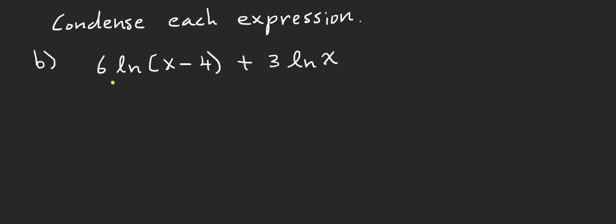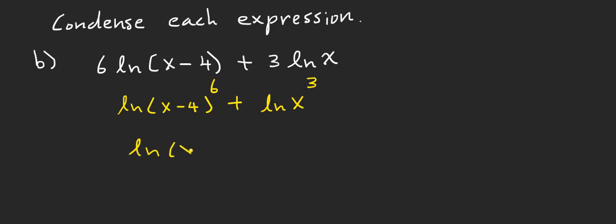Let's condense this expression. Using the power property, we get natural log of quantity x minus 4 to the 6th power plus natural log of x to the 3rd power. Now using the product property, this will be natural log of quantity x minus 4 to the 6th times x to the 3rd, or simply natural log of x cubed times quantity x minus 4 to the 6th.